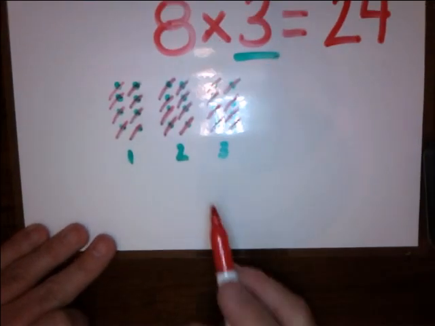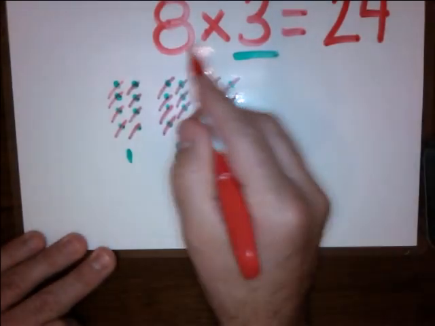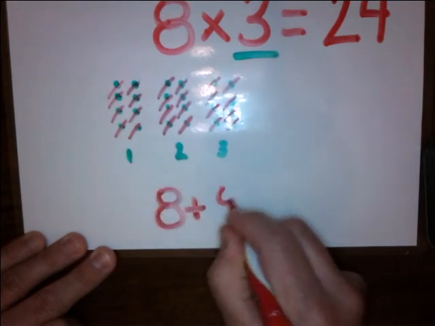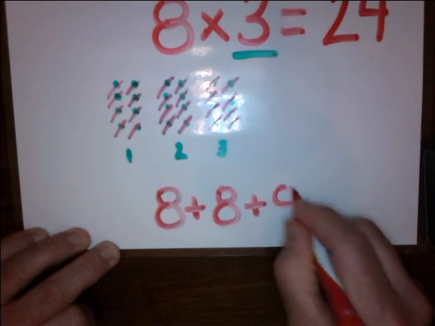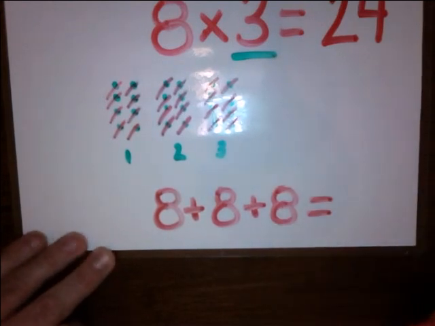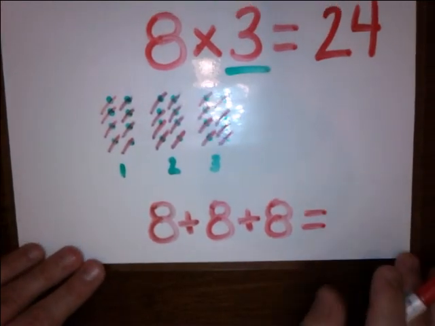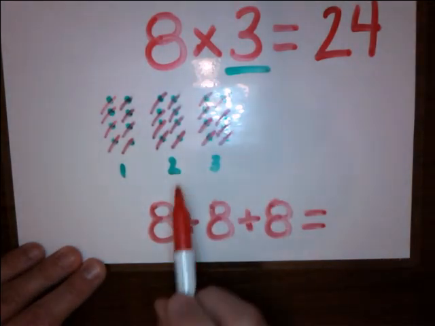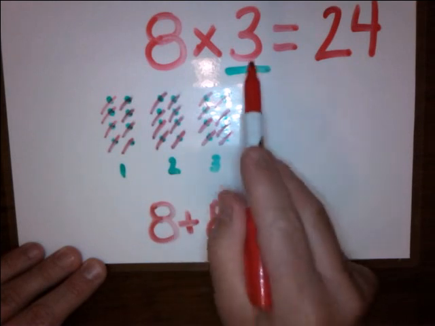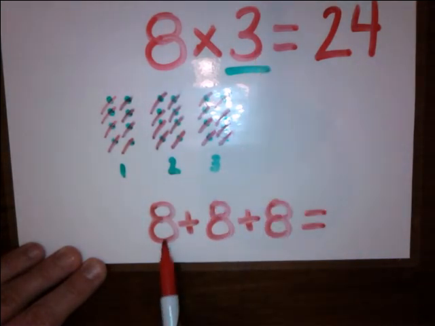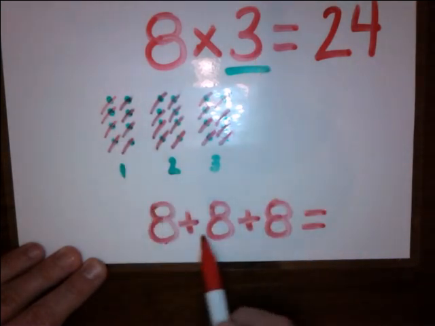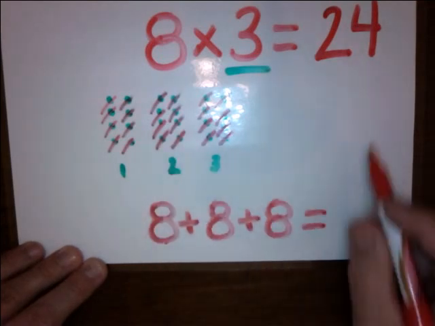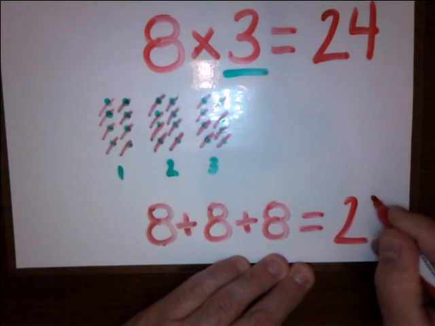Another way of saying that is, I will write it down here so you can see it. We're taking 8 3 times, right? 8 plus 8 plus 8 equals, well, like I told you before, all multiplication is repeated addition. So how many times are we repeating 8? We're repeating it 3 times. I have 3 8s. There's one group of 8, there's 2 groups of 8, there's 3 groups of 8. That still gives me 24.